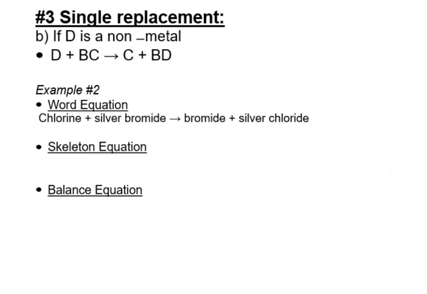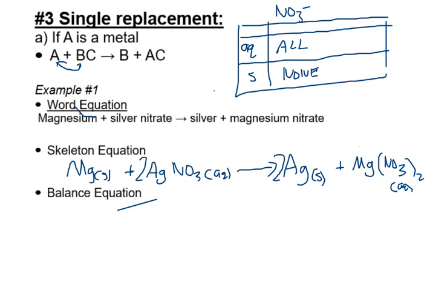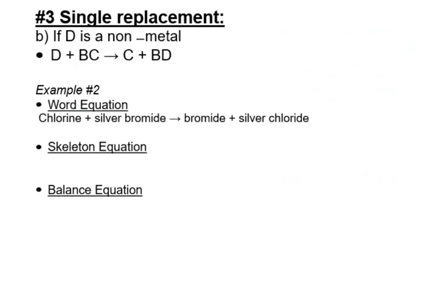There's actually a second type of single replacement. In the first one right here, I flipped the metal around. And so you guys will notice that the magnesium and the silver, both metals, they switched places. But you can have single replacement where the non-metal flips around. Here's an example. We have chlorine and silver bromide turning into bromine and silver chloride. And if you guys can notice it, it's the second one that flips around. The silver stayed the same.